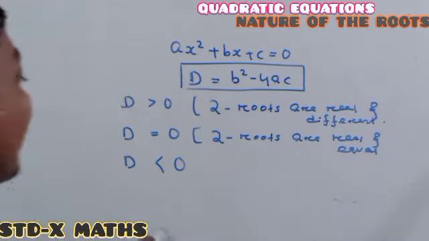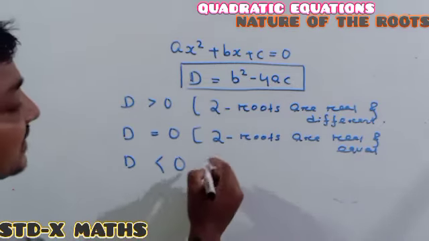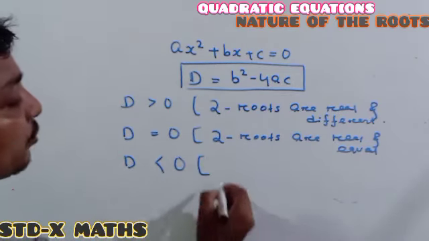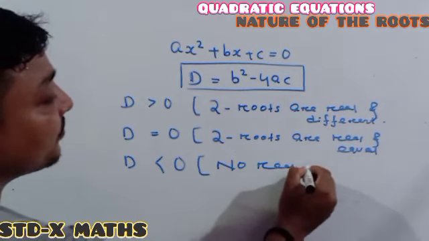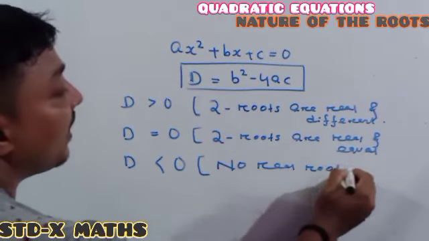And whenever you get a D value less than 0, the nature of the roots is that no real roots will be obtained.